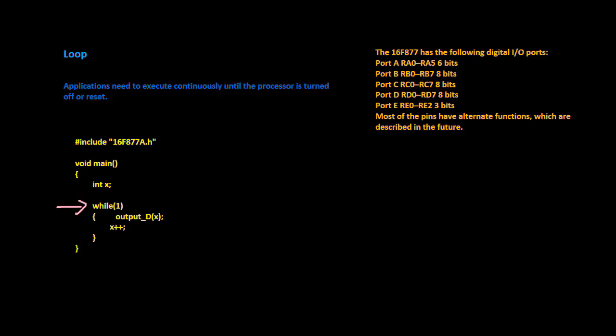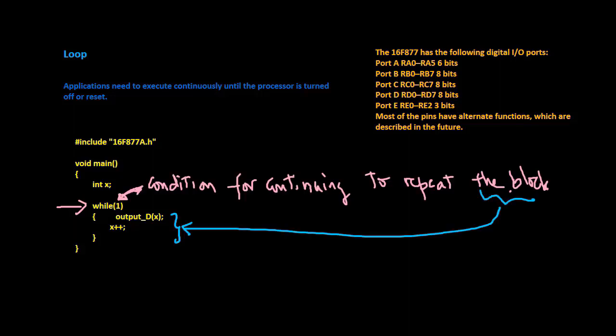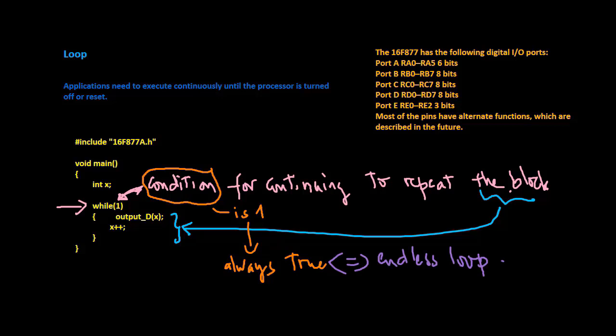The condition for continuing to repeat the block between the while braces is contained in the parentheses following the while keyword. The block is executed if the value or result of the expression in the parentheses is not 0. In this case, it is 1, which means the condition is always true, and the loop repeats endlessly.